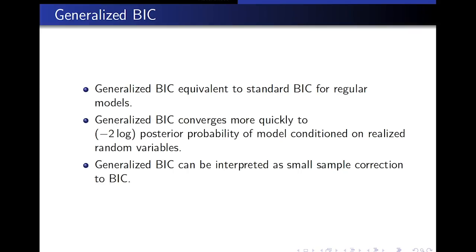Again, the generalized BIC is equivalent to the standard BIC for regular models, converges more quickly to the negative 2 log posterior probability of the model conditioned on the random variables, and can be interpreted as a small sample correction to the BIC.